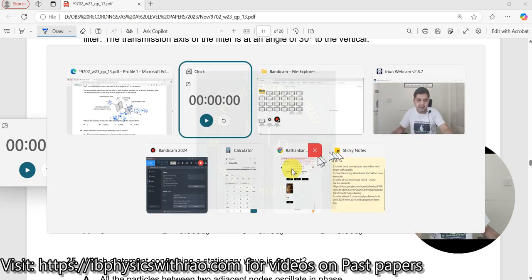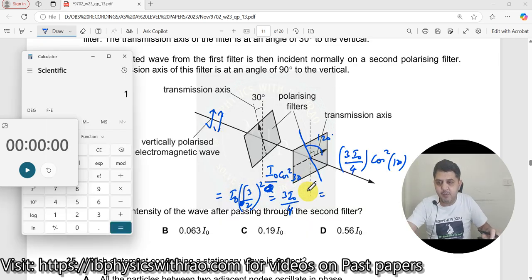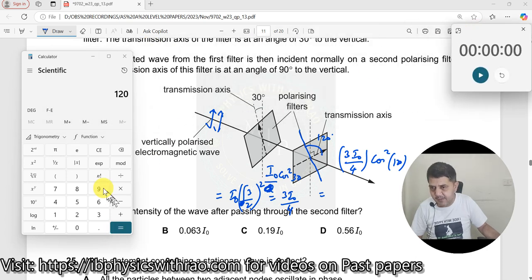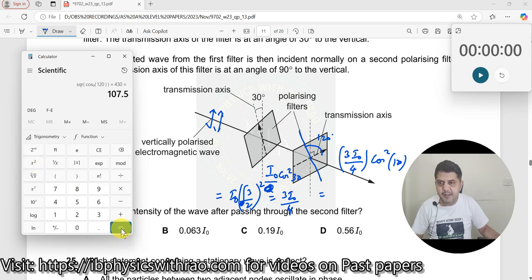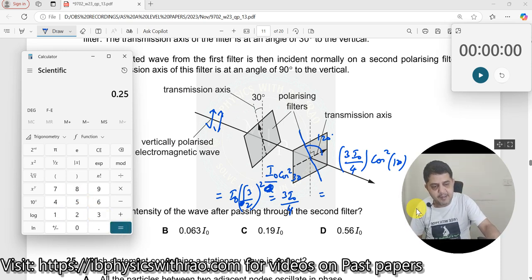Let me take my calculator. Let me type 120. Cos 120. What is cos 120? Cos 120 is minus 0.5 and cos squared of it becomes 0.25. I made a mistake here. Okay, just a minute. So I'll write this as 0.25 and then multiply this by 3 I naught by 4, 3 by 4. I get 0.1875.